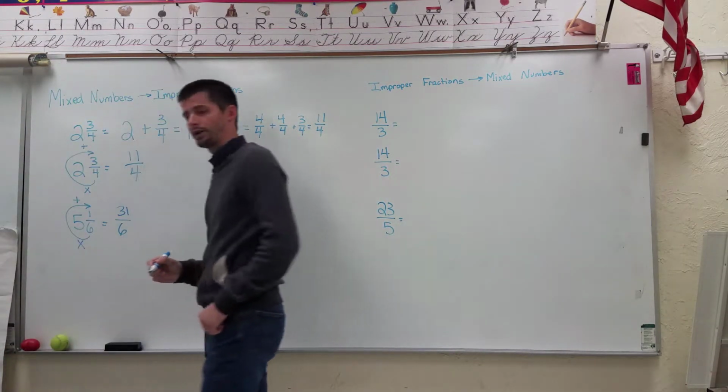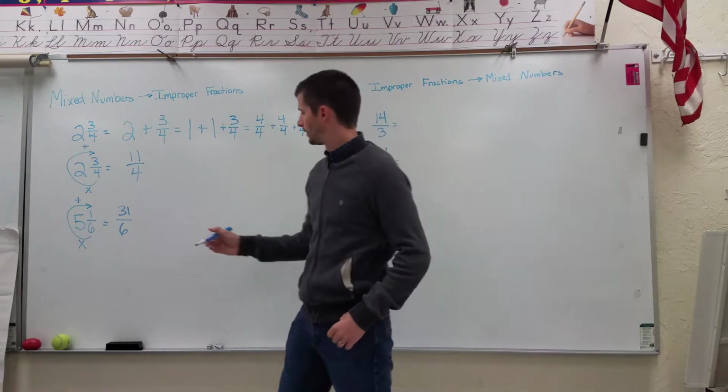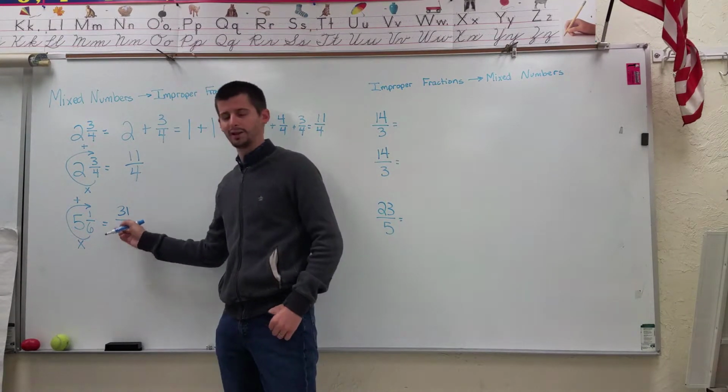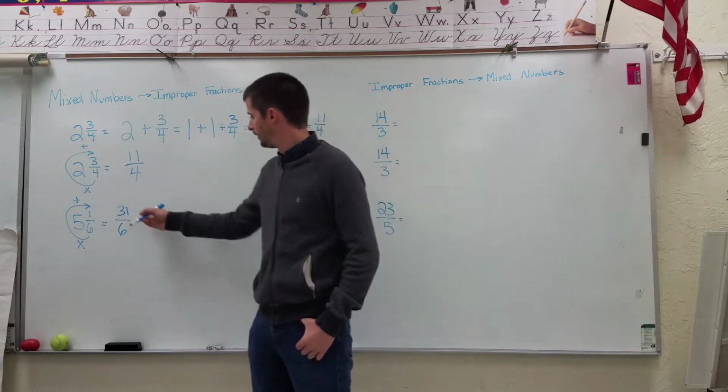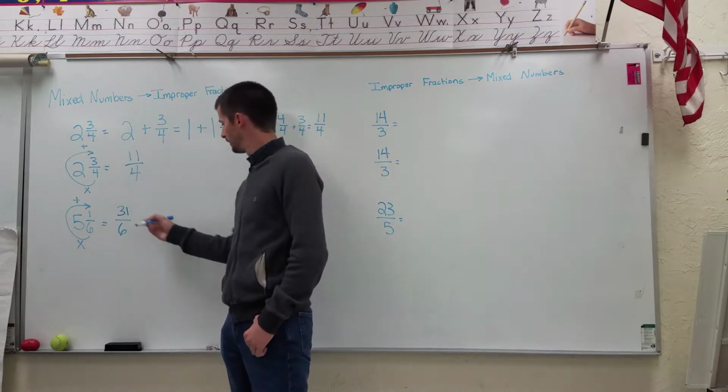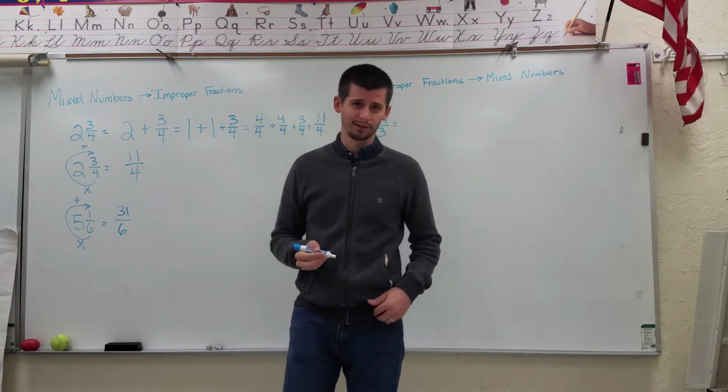And the denominator, like always, stays the same. We're not changing the size of the fraction. That's why the denominator always stays the same. So in this case, 5 and 1/6 is equivalent to 31/6.